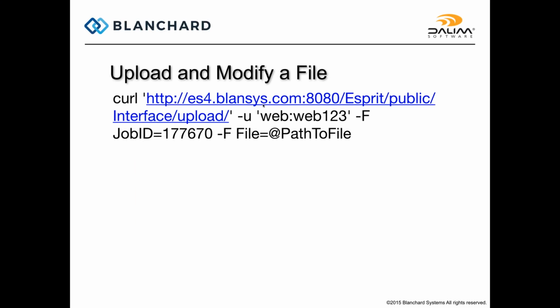If you want to actually upload a file to ES, you can basically do a simple curl post to that URL, the upload URL, and pass it your authentication information, the job ID you want to send it to, and the path. The thing with this post is it does have to be the job ID. It cannot be a path, at least not from the feedback we got from DALiM.